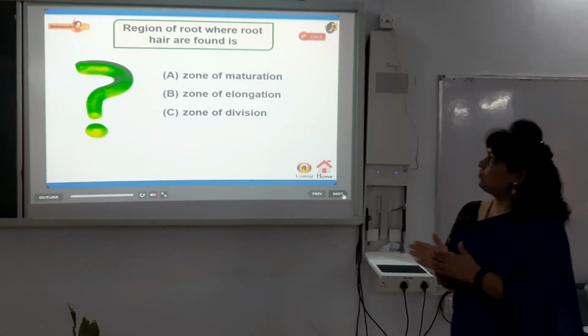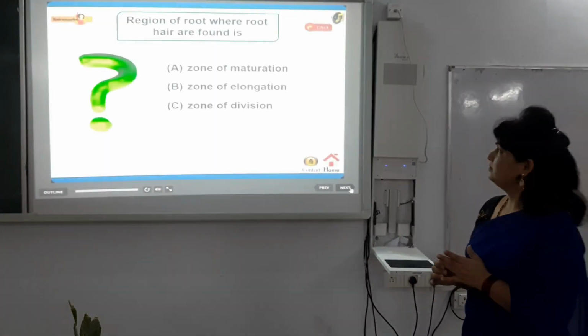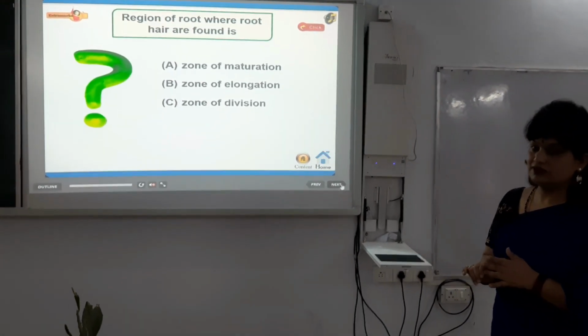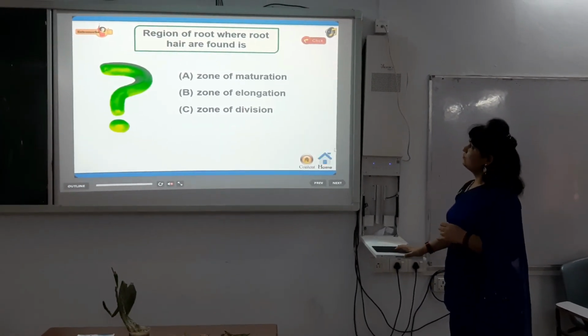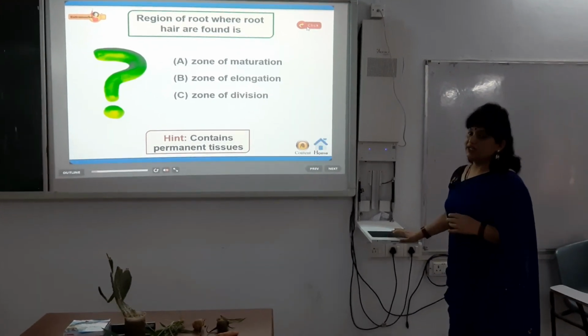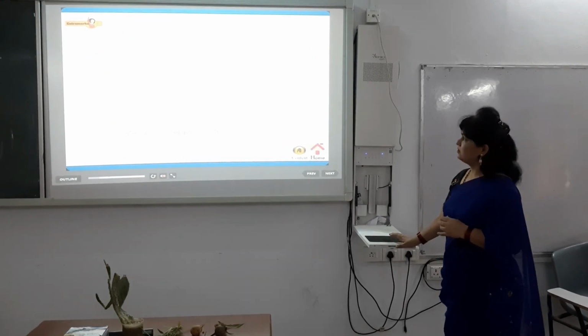Now, the regions of the root where root hairs are found. Zone of elongation, zone of division. Elongation. Zone of elongation. Let us see the answer. It contains permanent tissue. That means it should be zone of maturation.